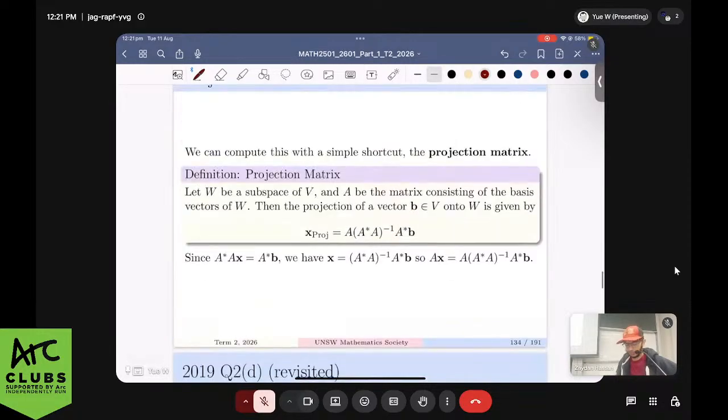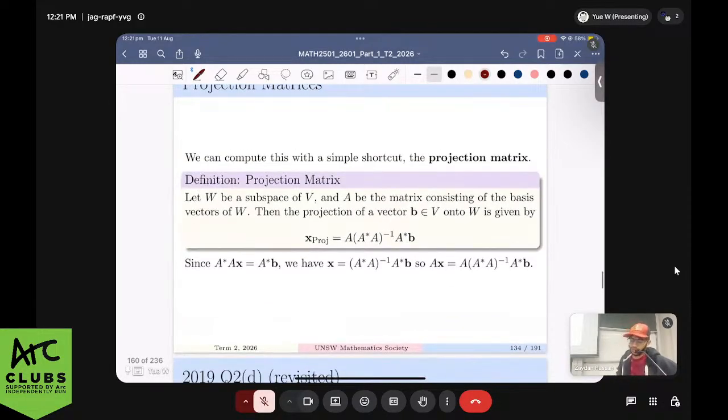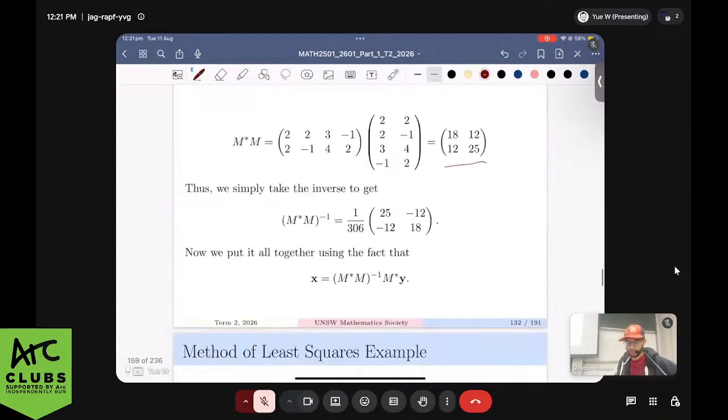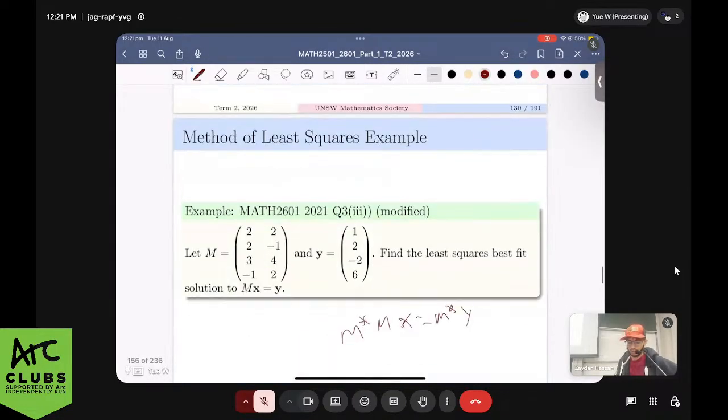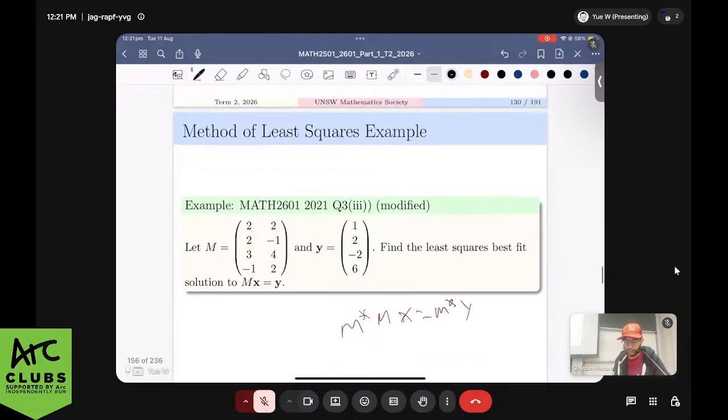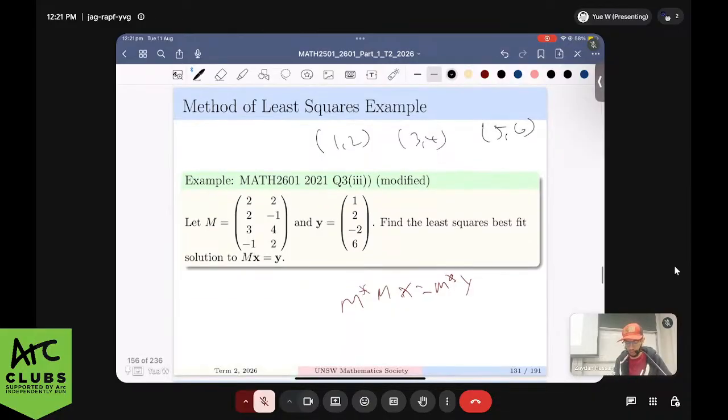Projection matrices, this is mainly to find the projection onto a space. I should mention though, that if you're trying to find the line of best fit through points, usually you end up with ones on the first column. I don't know why this one doesn't have that, but if you're trying to find the line of best fit through points like 1, 2, 3, 4, and 5, 6, for example, usually you have y equals ax plus b as a line.